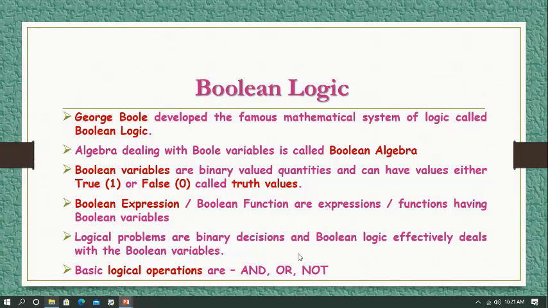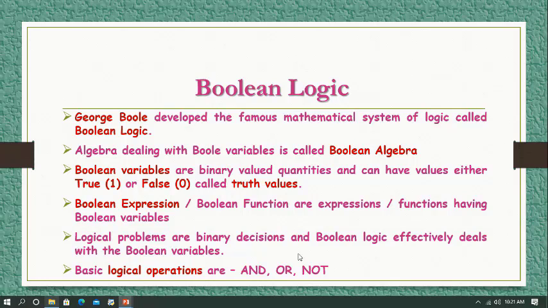Algebra that deals with Boolean variables or Boole variables is called Boolean algebra. These Boolean variables are binary valued quantities and can have values either true or false. These are called truth values. True is usually represented by the bit 1 and false is represented by the bit 0.